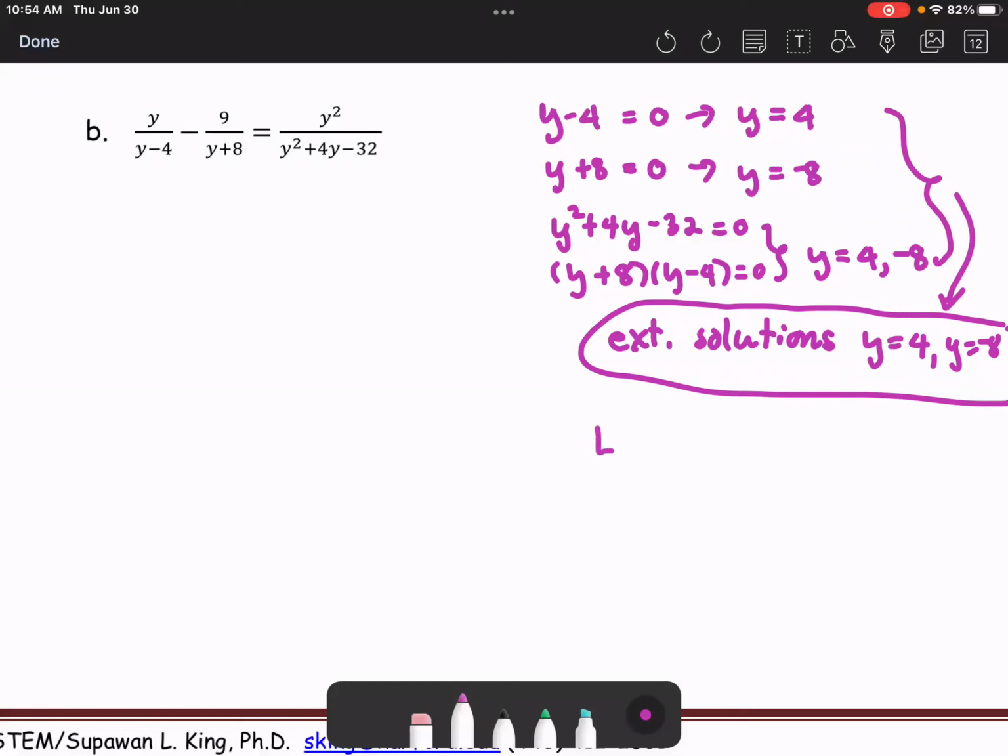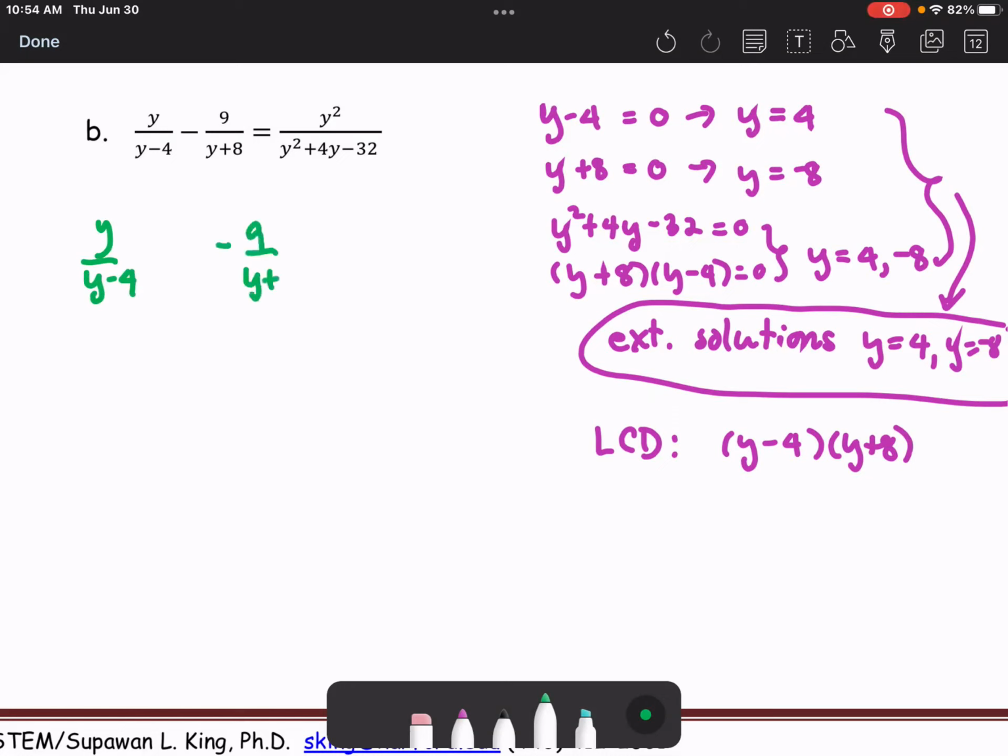For the LCD, the least common denominator, in this problem it's going to be the product of y minus 4 and y plus 8. So for the problem, write the original one, y over y minus 4 minus 9 over y plus 8 equals y squared over, written in factored form, y plus 8 times y minus 4, and then multiply each rational expression by the LCD, which is y minus 4 times y plus 8.